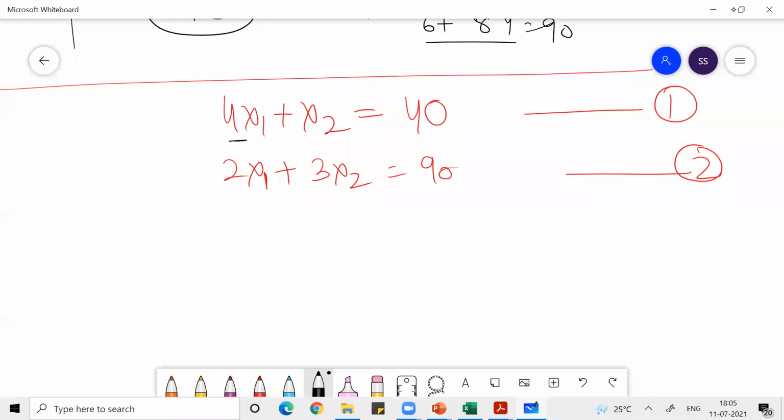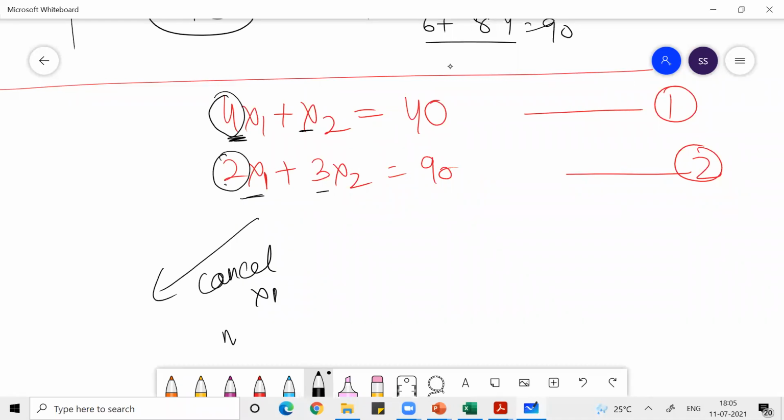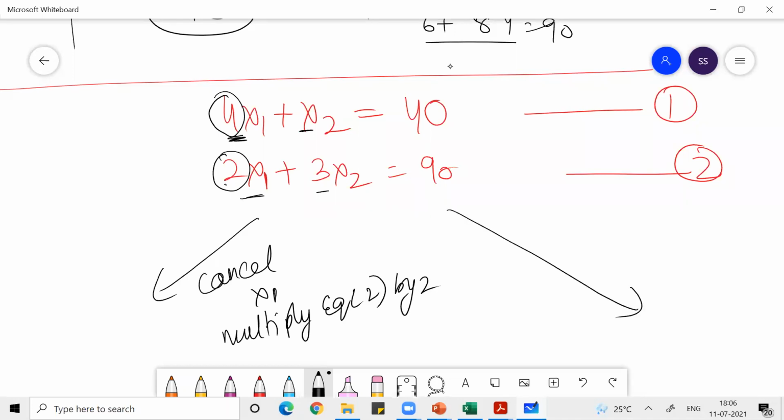So here if you see, x1's coefficient is 4, here x1 is 2, here x2 is 1, here x2 is 3. So what you can do, either you can cancel x1 or you can cancel x2. Which is easier to cancel is your decision. If you want to cancel x1, then multiply equation 2 by 2, and then you can solve it.